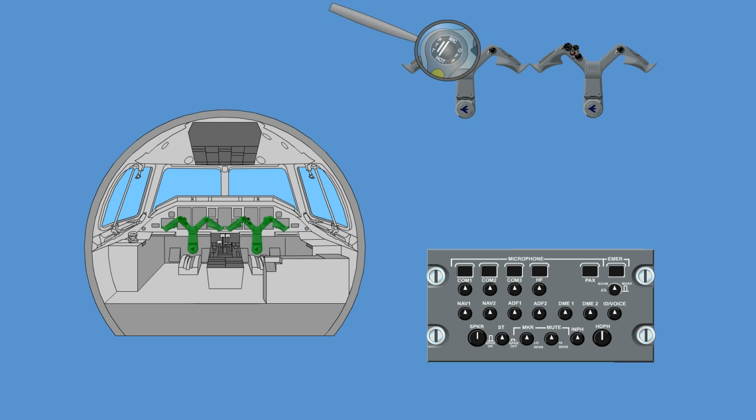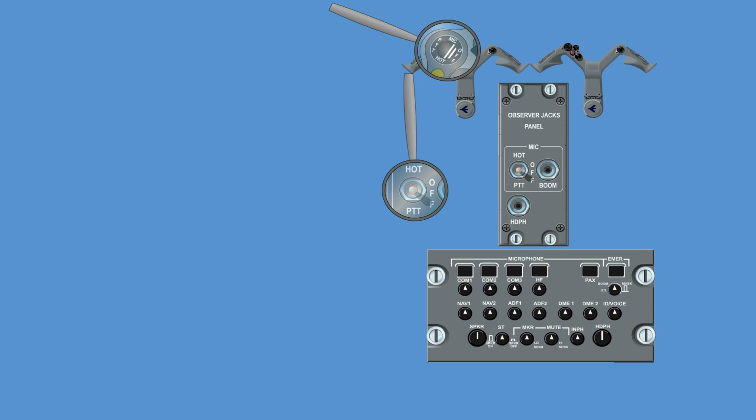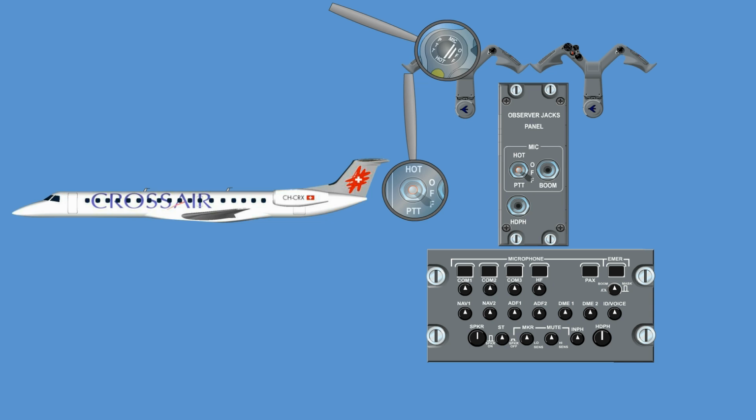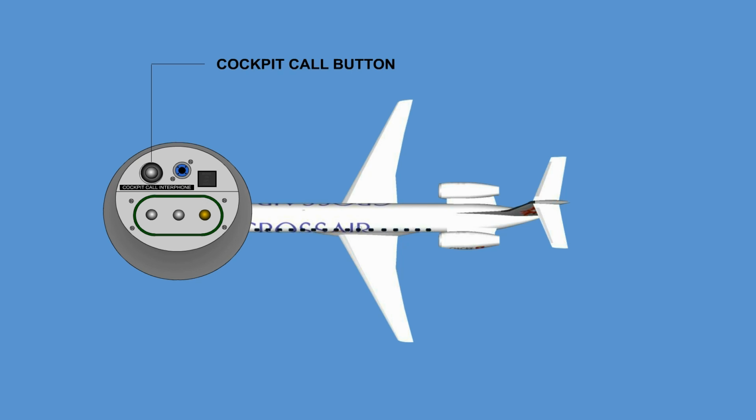If the press to transmit buttons on the pilot and co-pilot control yokes and on the observer jack panel are in the off position, the microphones will be de-energized. To permit radio transmission and communication, a source must be pre-selected on the digital audio panel. For ground operation at either the front or the aft ramp station, when the cockpit call button is pushed, a high-low tone is generated in the passenger address amplifier and provides amplification to the cabin loudspeakers.